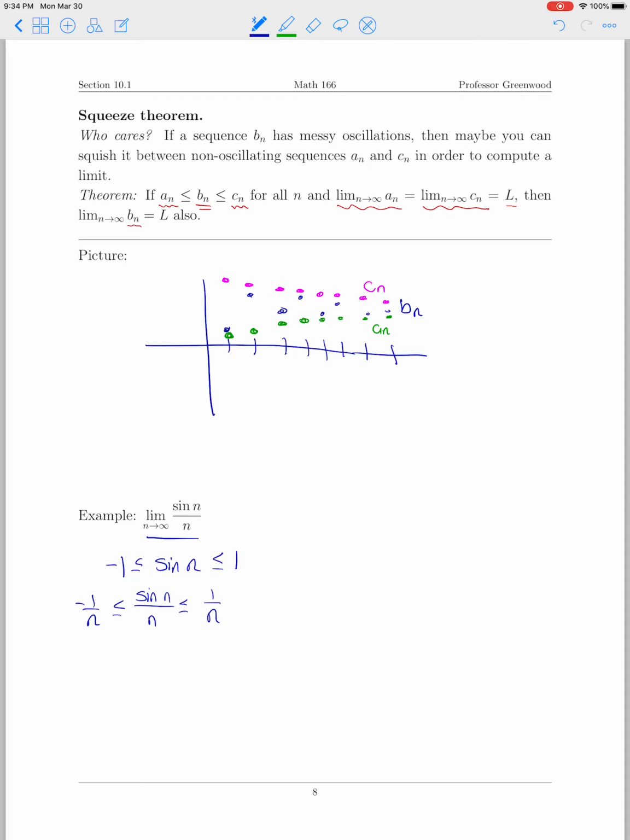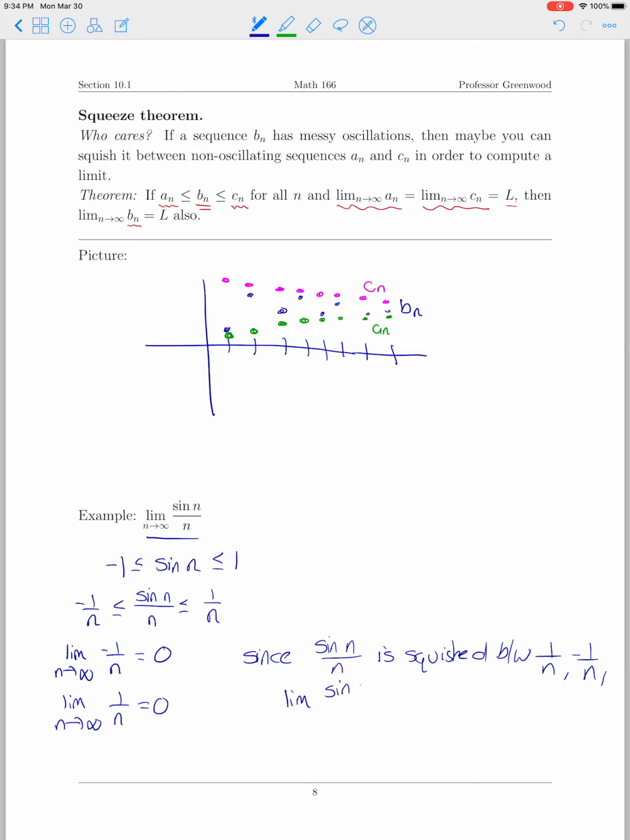The idea with the squeeze theorem is that we'll take the limit as n goes to infinity of minus 1 over n. That's very clearly 0. We can also take the limit as n goes to infinity of positive 1 over n. That's also 0. And then since sine of n over n is squished between these, we can conclude that the limit must be the same. So in other words, the limit of sine of n over n as n goes to infinity is 0 as well.